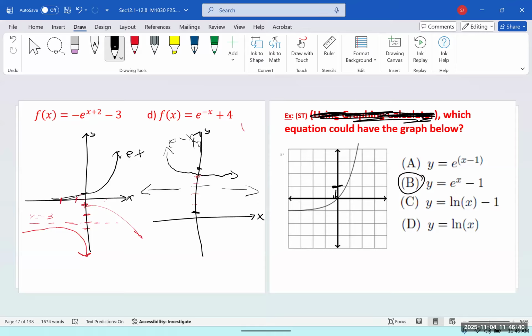Yep. This ln means log. We didn't learn about log yet, so definitely it's not C or D. So it's either A or B. A is a reflection, sorry, A is a left-right transformation, and B is an up-down transformation. So if you compare the original graph with the given graph, you can see clearly it's 1 unit down. So it's B. Good.